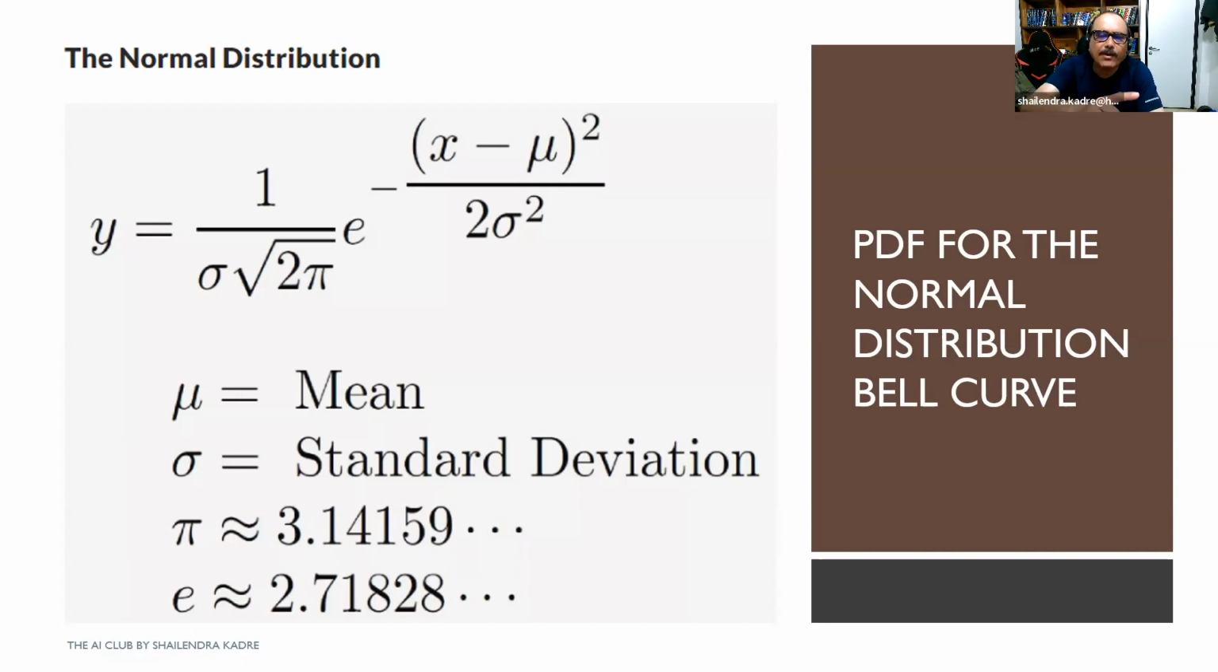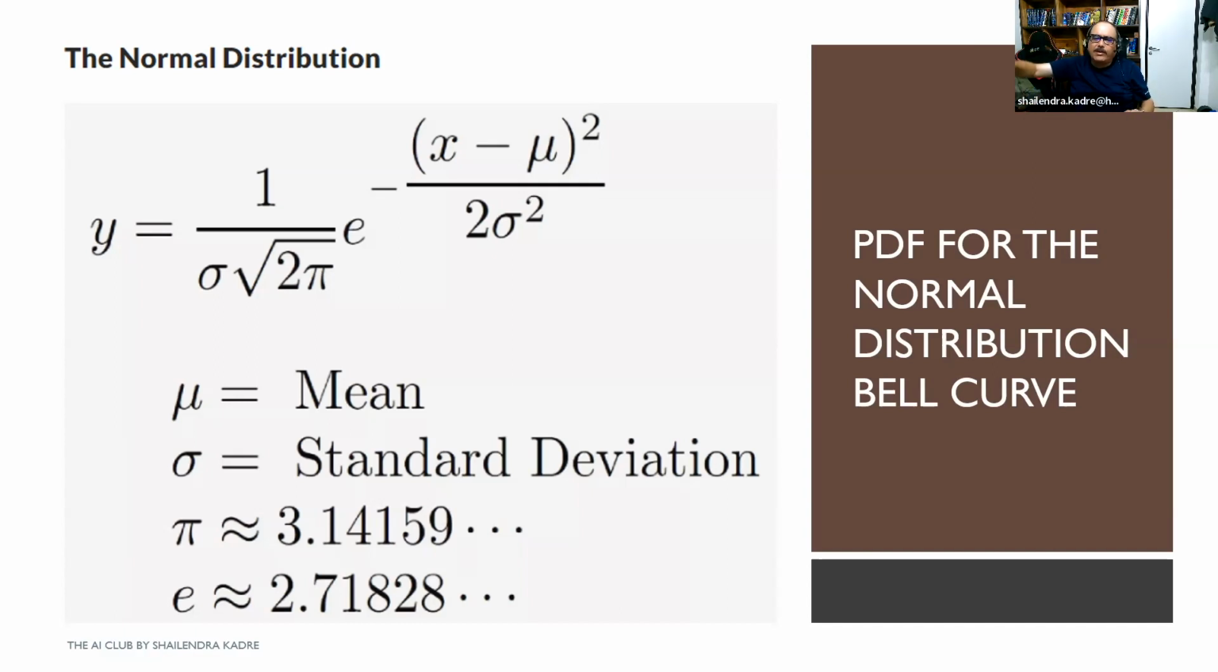So that will depend upon the values of sigma and mu. Mu means your mean and sigma means your standard deviation. Depending upon the values of sigma and mu, you can have an infinite number of normal distribution curves, because sigma is a continuous number and mu also is a continuous number.